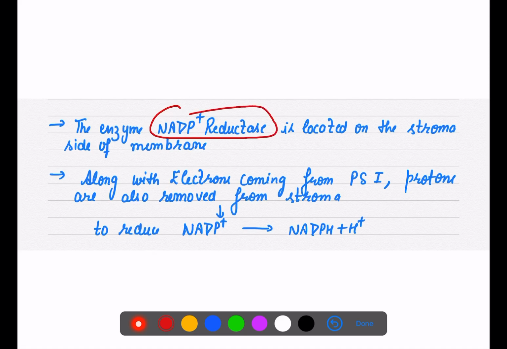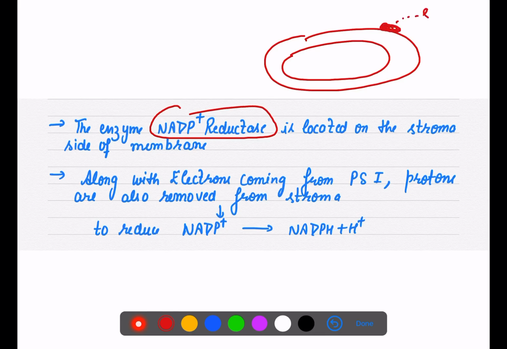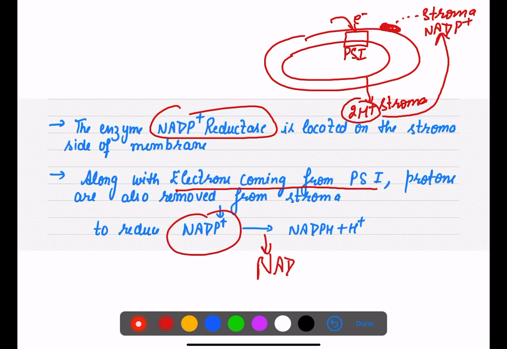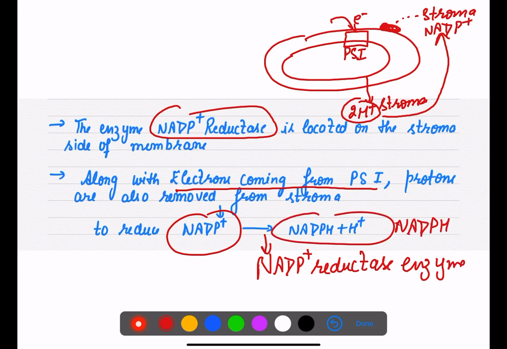Now where is the enzyme NADP reductase present? It is present on the outer side of the membrane towards the stroma. And as soon as electrons reach PS1, the protons in the stroma get released. Now these released protons reach the NADP positive, and then the NADP reductase enzyme gets activated, which converts NADP to NADPH2. I think this one is clear.